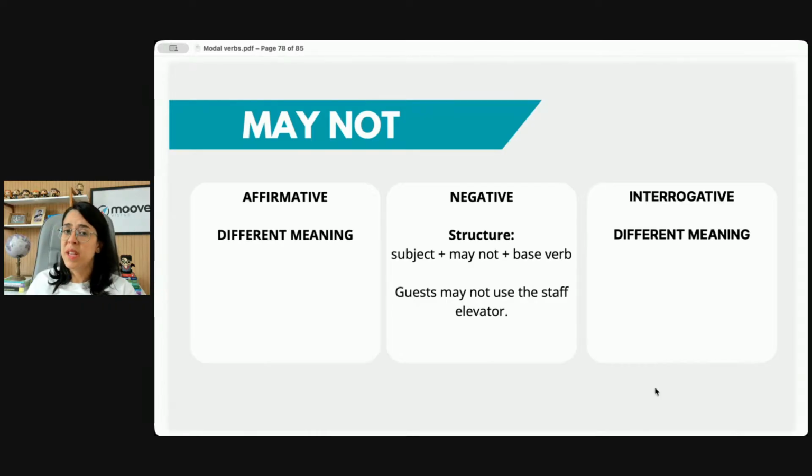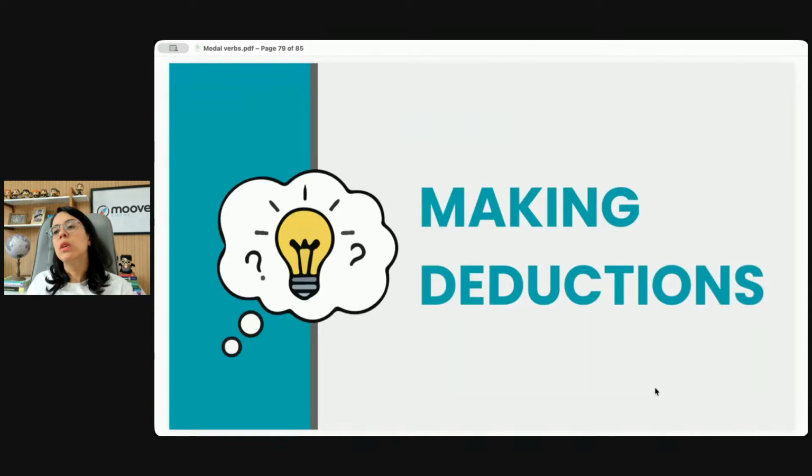Or also possibility, a negative possibility, why not? And in the interrogative, we use it to ask for permission. May I go to the toilet? May I open the window? Okay. Now, let's talk about making deductions.